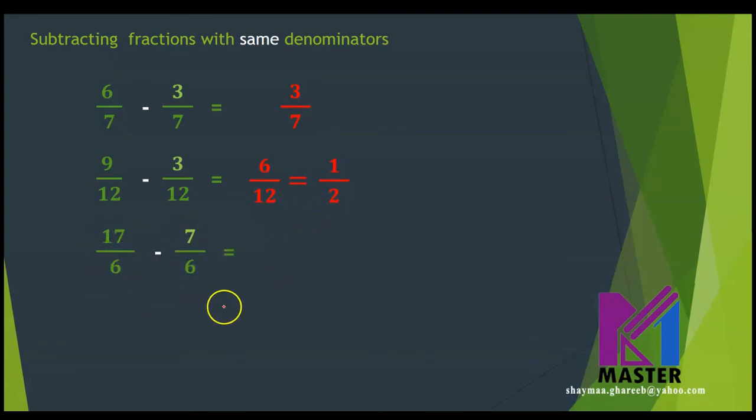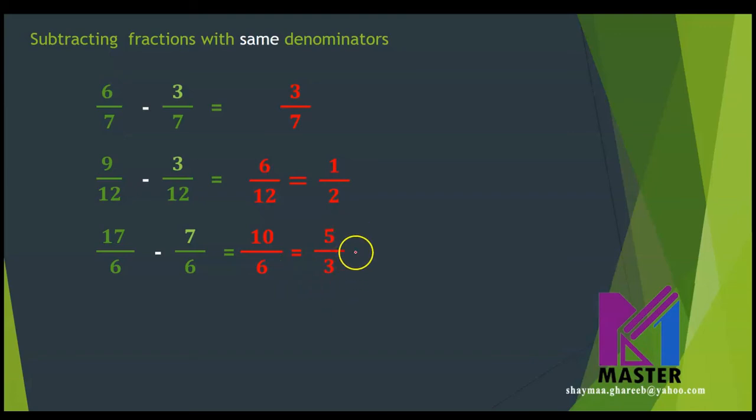17 over 6 minus 7 over 6. 17 minus 7 equals 10 over 6. Can I simplify it? Yes, I can simplify it by dividing up and down by 2. So the answer will be 5 over 3. 10 divided by 2 equals 5. 6 divided by 2 equals 3.